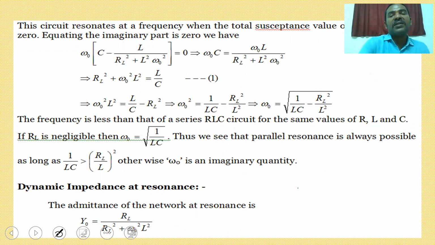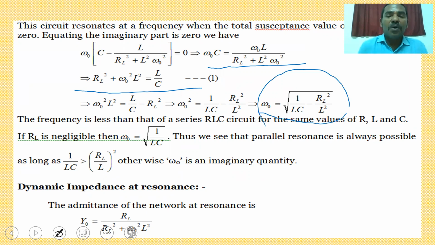So omega naught C is equal to omega naught L divided by RL square plus L square omega naught square, or RL square plus omega naught L square is equal to L by C. So finally, to go for the calculation of omega naught, omega naught value is equal to root of 1 by LC minus RL square divided by L square. So this is the condition you are getting.